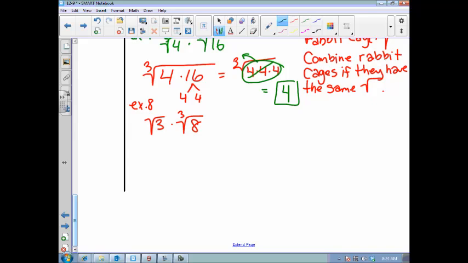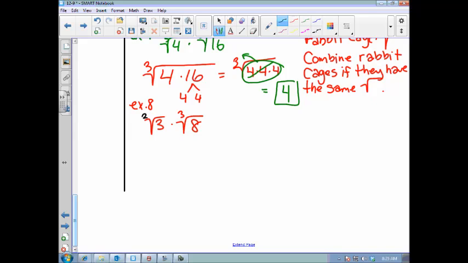All right, number 8. Do they have the same rabbit cages? No, so therefore they're not allowed to cross multiply. This is a square root, which has a little 2 here. This is a cube root, which has a 3. They're not allowed to cross multiply. But what we can do is try to break them down individually.